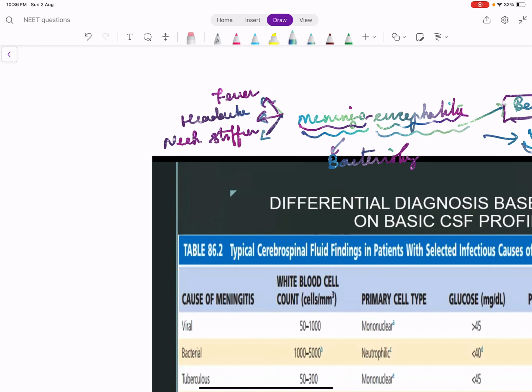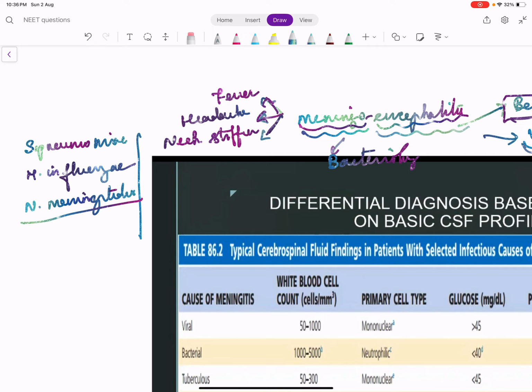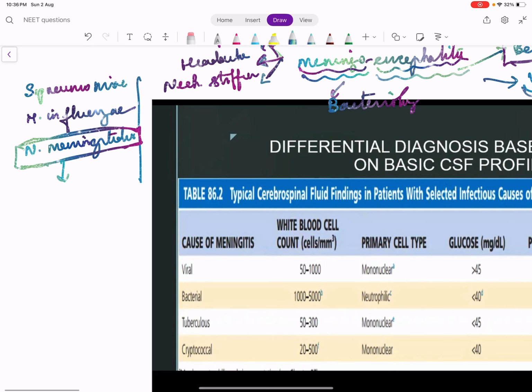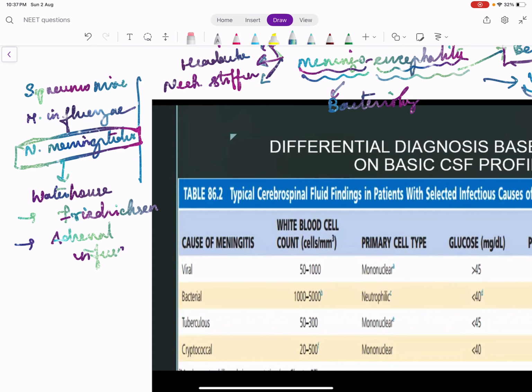Bacterial meningitis, we have many organisms. Streptococcus pneumoniae, Haemophilus influenzae, we have Neisseria meningitidis, also called as meningococcus. Meningococcal meningitis is important to remember because the classical syndrome is there, the Waterhouse-Friderichsen syndrome. The patient will be very sick. They will be having associated adrenal insufficiency. So they will be hypotensive. They will be in shock. They will be having hypoglycemia, etc.